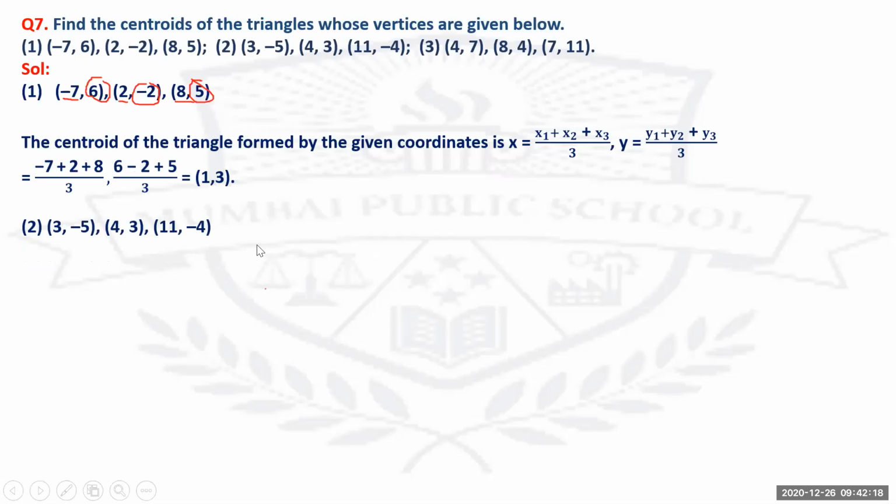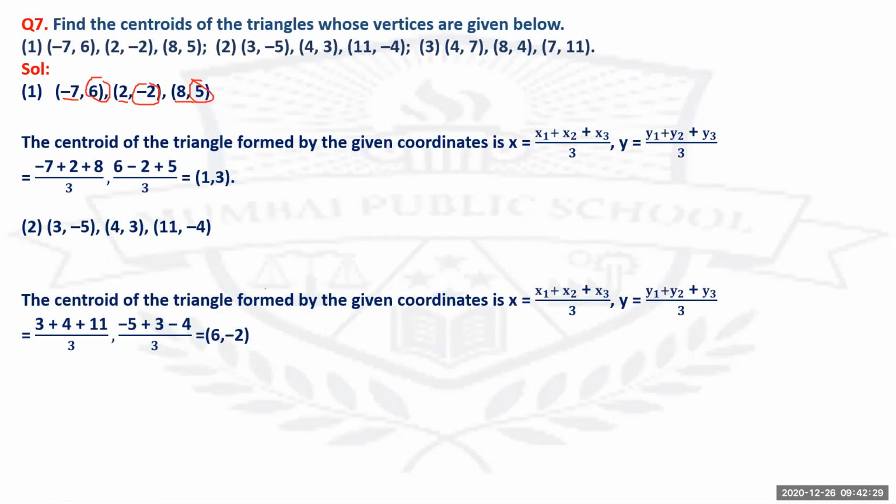For the next set of points, 3 comma minus 5, 4 comma 3, 11 comma minus 4, you get 3 plus 4 plus 11 upon 3, and minus 5 plus 3 minus 4 upon 3. This is written in the form of x comma y. So 3 plus 4, 7 plus 11, that is 18 upon 3. 18 upon 3 is 6. So the value of x is 6.